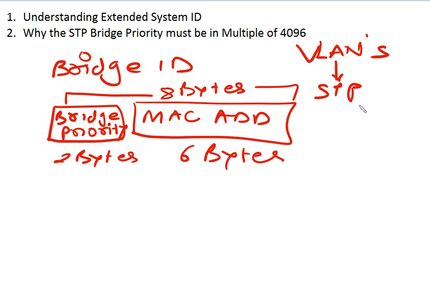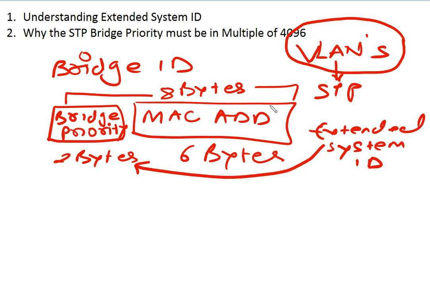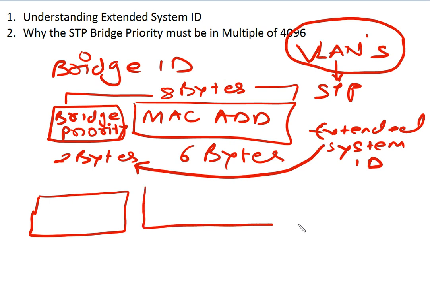Now, to accommodate the additional VLAN information, the extended system ID was introduced. This extended system ID will borrow some bits from the bridge priority, because that is configurable, while the MAC address is not. So you cannot make any changes there; you have to make the changes here. So how does that work? We'll leave the MAC address side, and we'll create the bridge priority, and let's just have the MAC address mentioned somewhere here. We are anyway not going to change anything there.